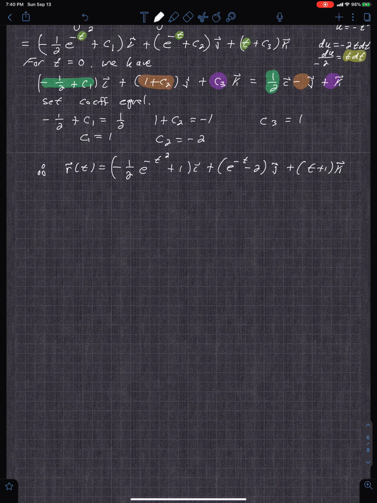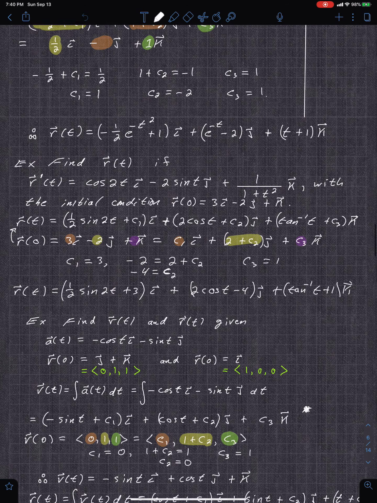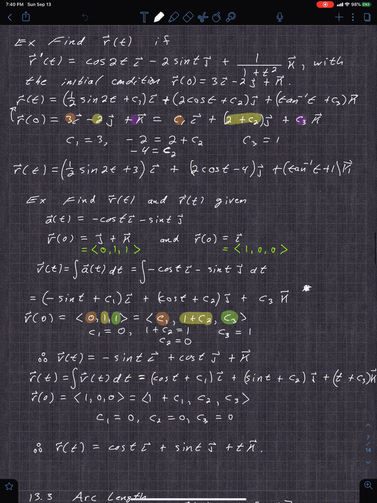Okay, let's look at another one. I'm just going to show you this one. You're going to do it on your own. It is this one right here. I'll copy it over, and you can get started on it. It's really that whole page, I guess.